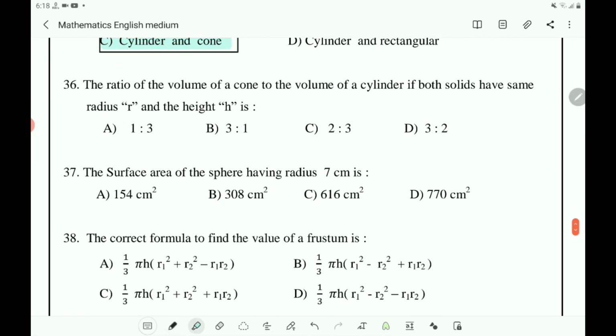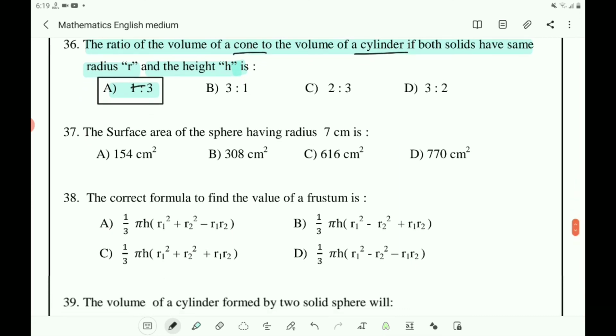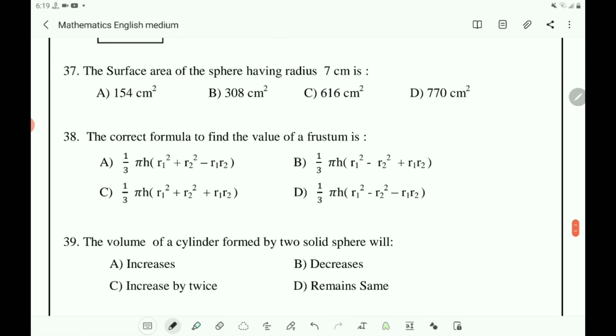Then next you take the ratio of the volume of the cone to volume of cylinder if both solids have same radius r and the length h is. Here it is said that cone and cylinder are having same radius and height, and the volume of the cone is 1/3 part of the volume of the cylinder. Therefore, you can take the ratio. What is that ratio? 1:3. Note down the answer, 1:3. Cylinder volume is 3 times the volume of the cone. Therefore, you can take the ratio 1:3. Then you take the question number 37.